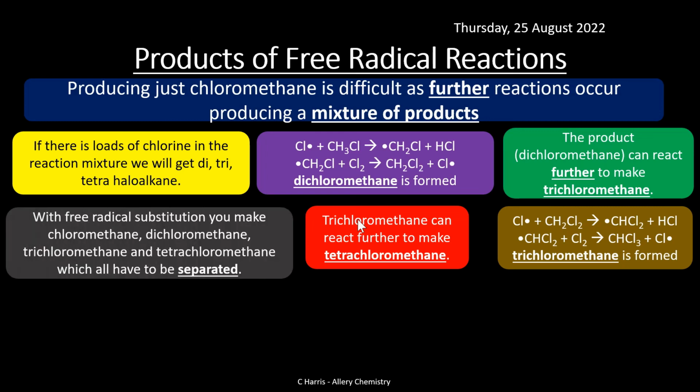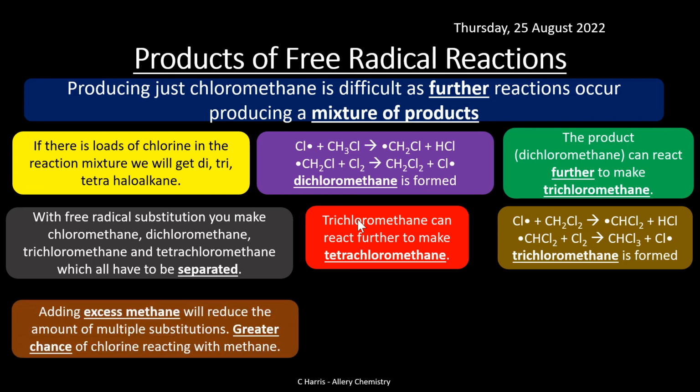Well, with free radical substitution, you make all of these different substances and they have to be separated. But the way in which we can control that to an extent is if we add excess alkane, so in this case it's going to be methane. Then we reduce the likelihood of multiple chlorination of this molecule, because if there are fewer Cl radicals in there, they're less likely to bump into other haloalkanes that have been formed to make these multiple substituted products. So that's a way in which you can do that.